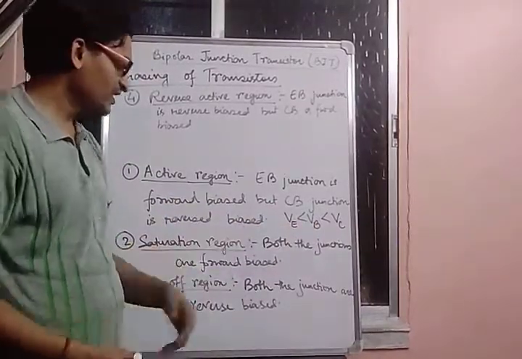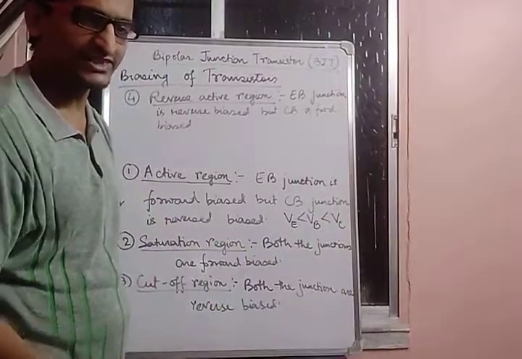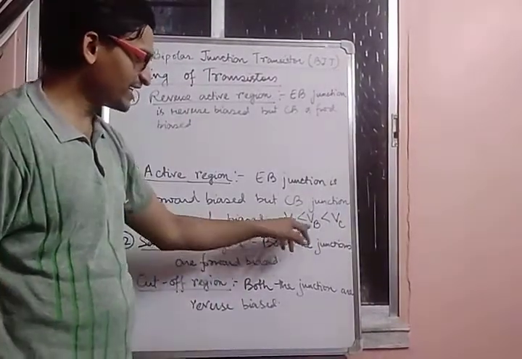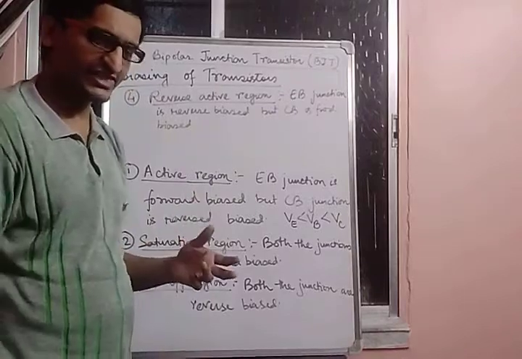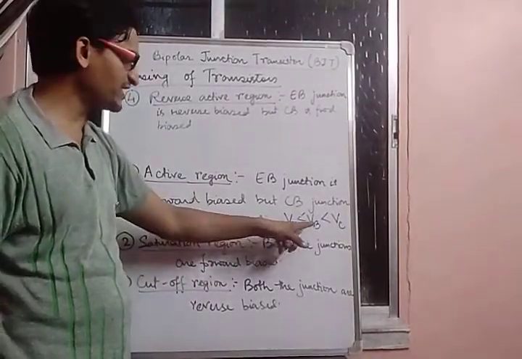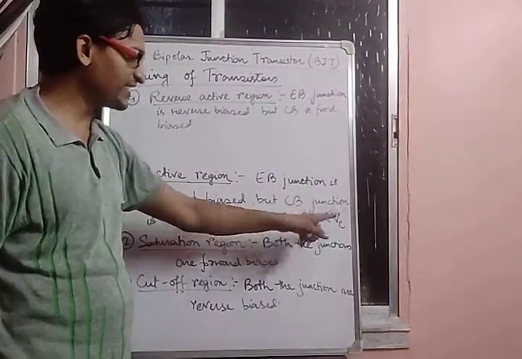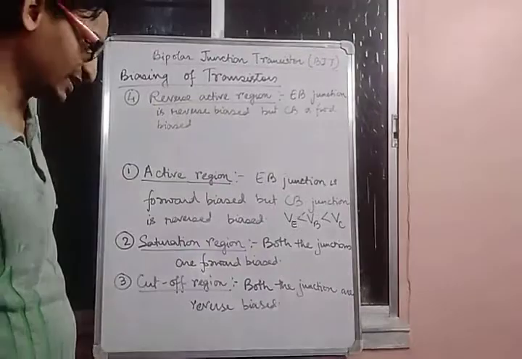Be careful, this is for an NPN transistor. If a PNP transistor is given to you, then just the inequality sign will get reversed. That means for a PNP transistor, your emitter terminal voltage will be greater than your base terminal voltage, and base terminal voltage will be greater than your collector terminal voltage. Just the inequality sign will get reversed.